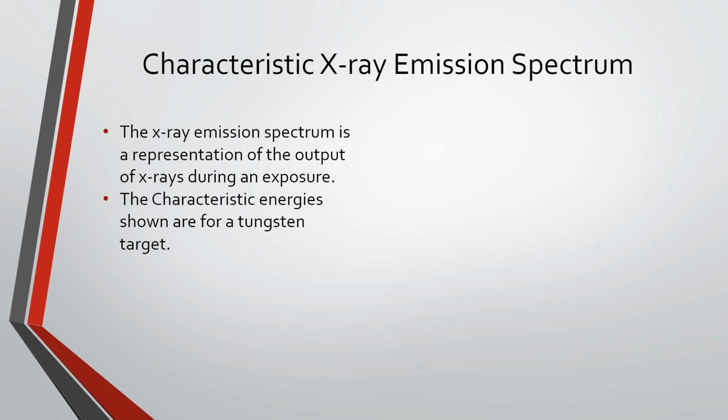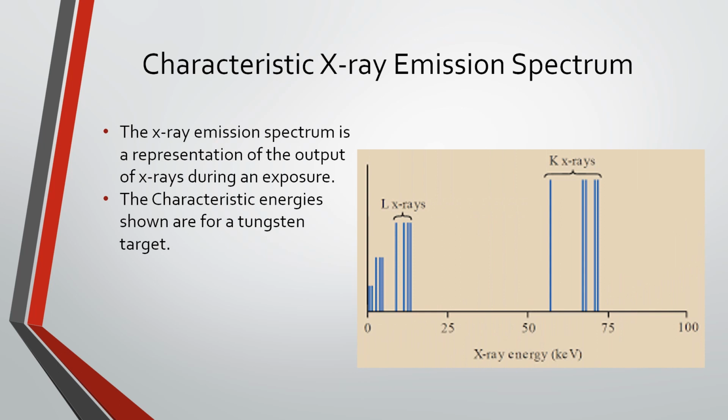The characteristic energies shown are for a tungsten target, which is utilized in diagnostic X-rays. Something like molybdenum, or other elements like that, could be used in mammography. So the characteristic X-ray emission spectrum would be different depending on what the target element is made out of. So these are the energies that are made.